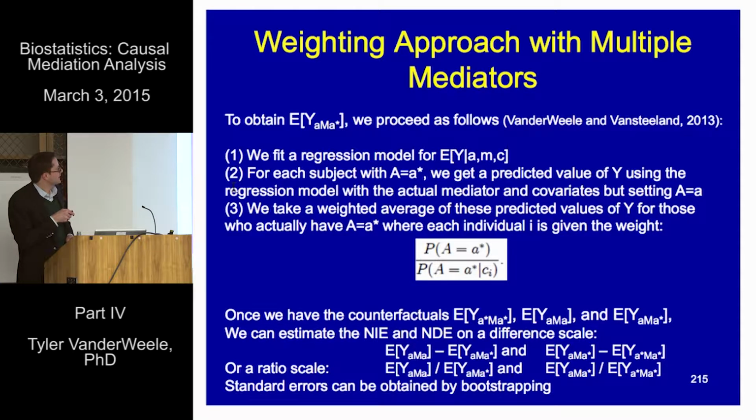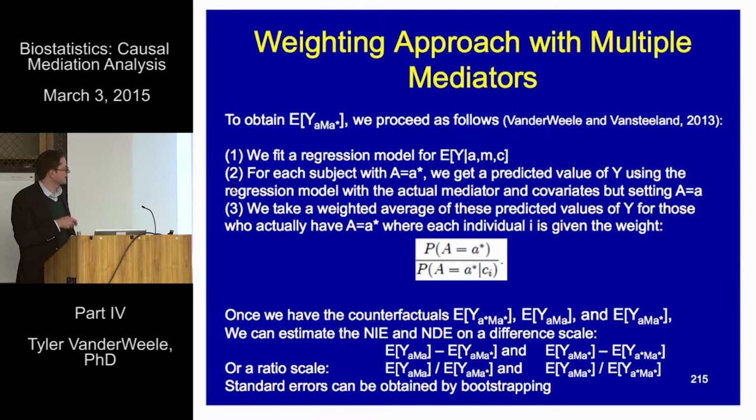To project that to the entire population, we're going to take a weighted average of those predicted values for the unexposed people, what would happen if we had given them the exposure but left their mediator unchanged. We take a weighted average of those individuals where we use the weight given here, where again in the denominator we just have the predicted probability of being unexposed, conditional on the covariates.